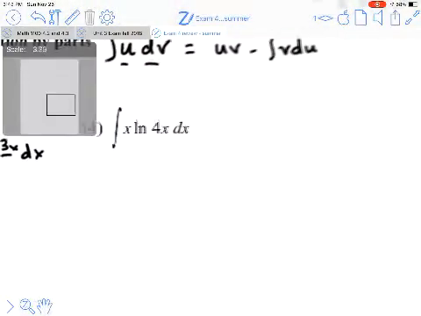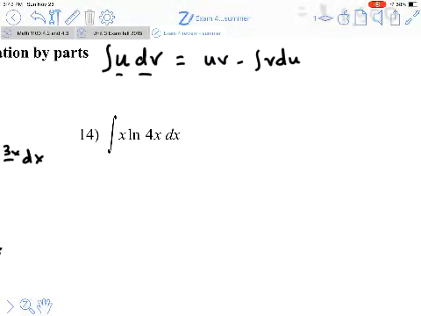Okay, similarly, we've got to choose a u and a dv. Now we could just let x equal u again, but that means dv would have to be natural log of 4x, and that's a pretty bad choice because the integral of natural log of 4x is not very easy to integrate. So we're going to rethink this. I'm going to let u equal natural log of 4x, and dv is going to equal x dx.